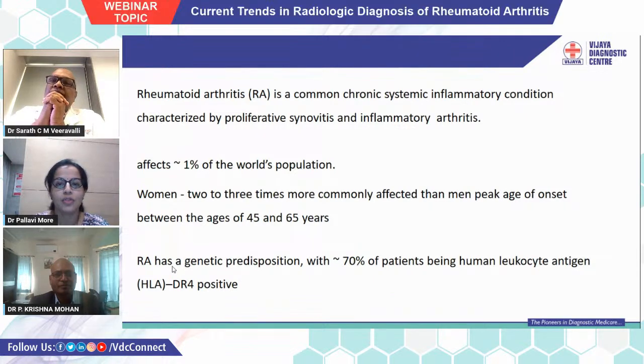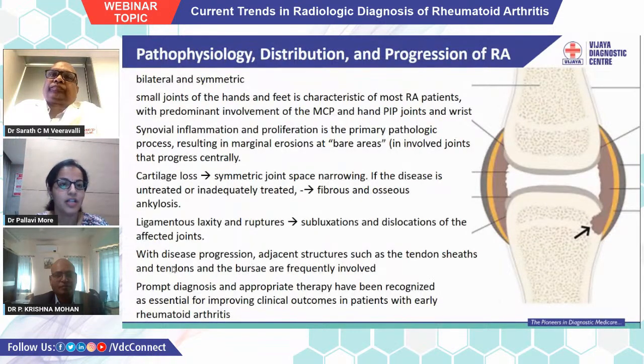Rheumatoid arthritis is a common chronic systemic inflammatory condition characterized by proliferative synovitis and inflammatory arthritis. It usually affects 1% of the world's population. Women are 2 to 3 times more commonly affected than men. The peak age of onset is between 45 to 65 years of age. It has a genetic predisposition with 70% of patients being HLA-DR4 positive. It is bilateral and symmetrical, as Sir has said. It involves predominantly the small joints of hands and feet.